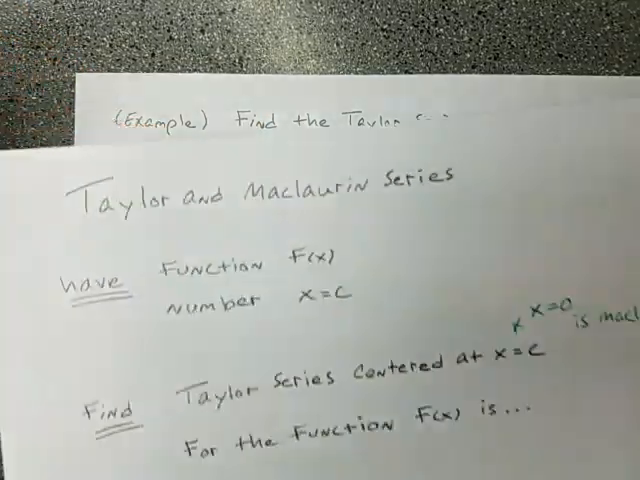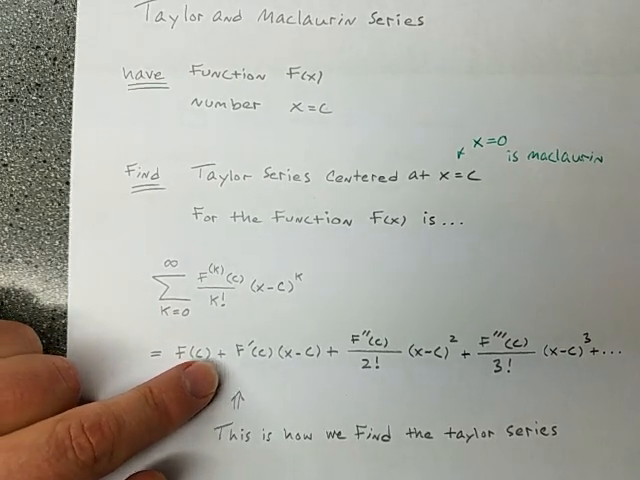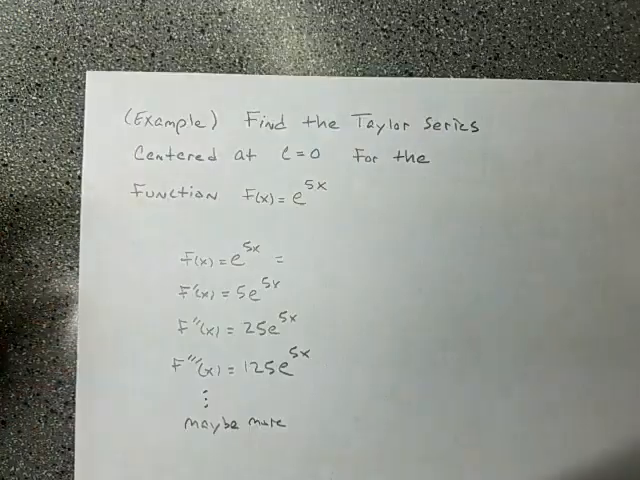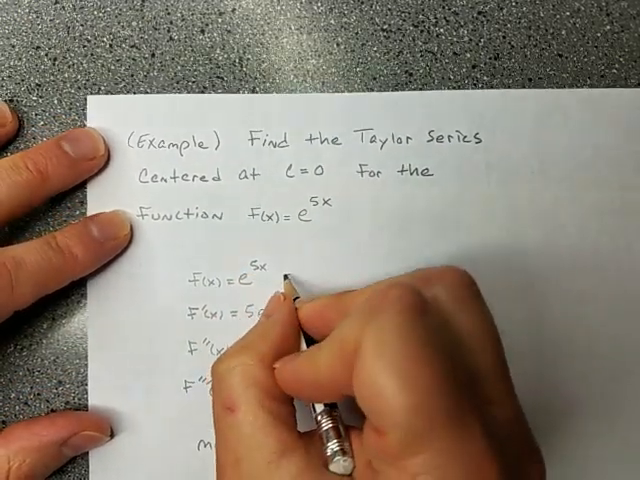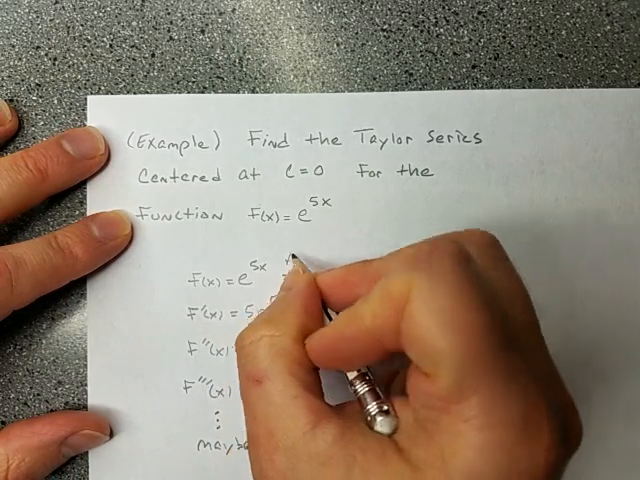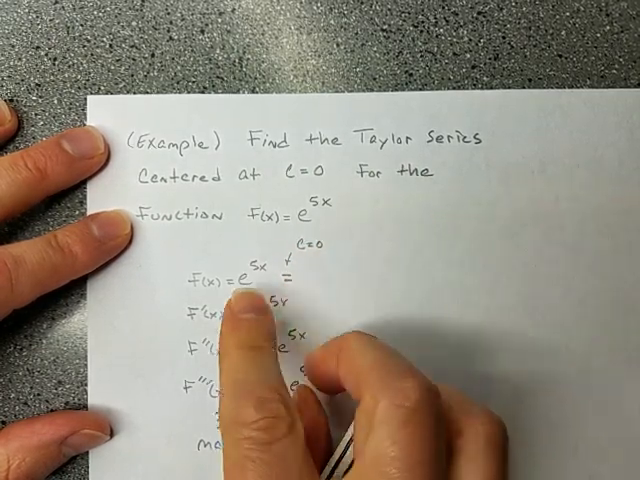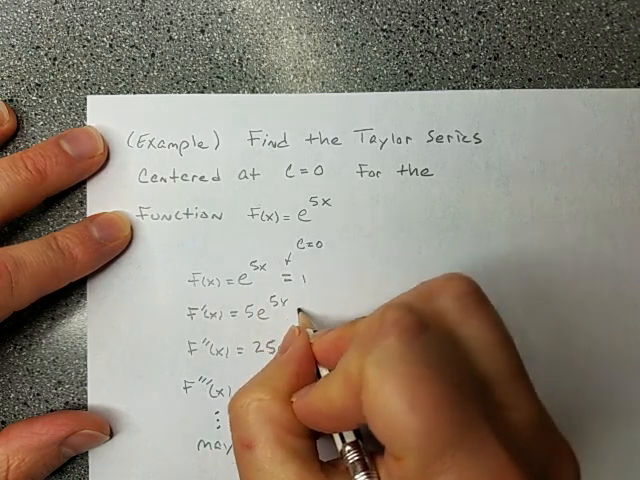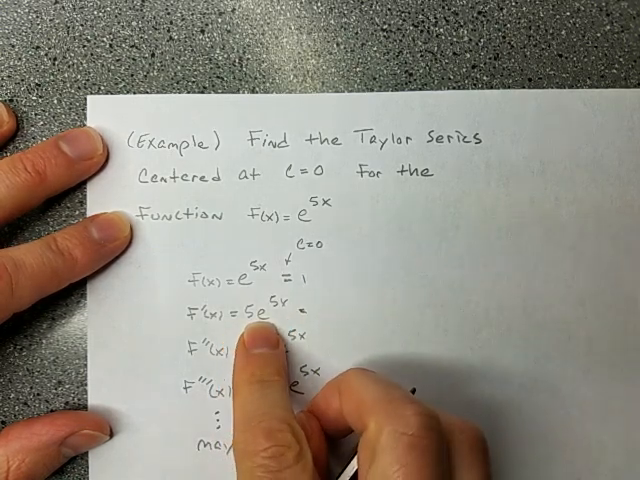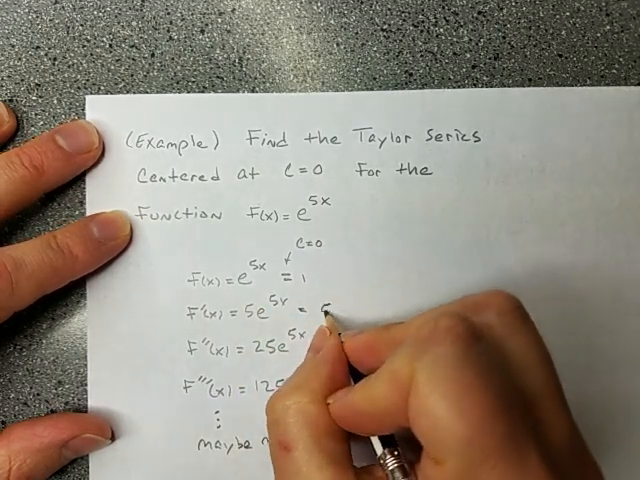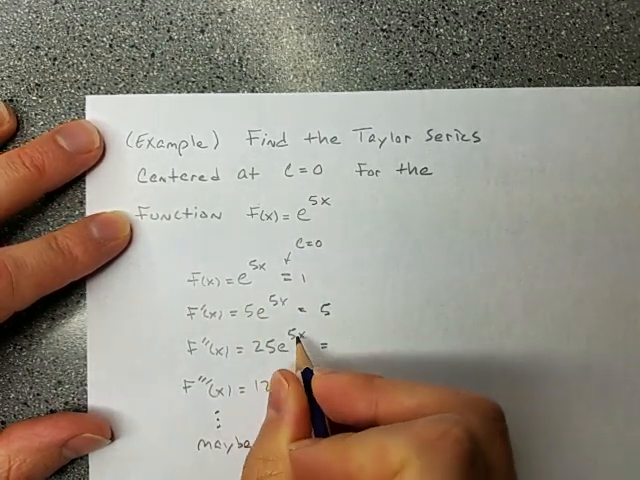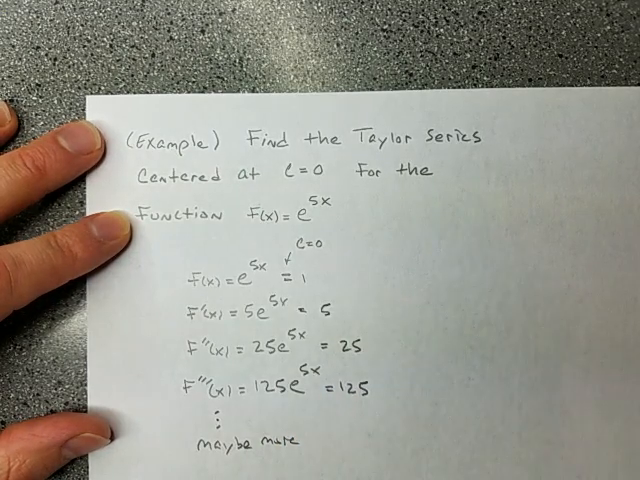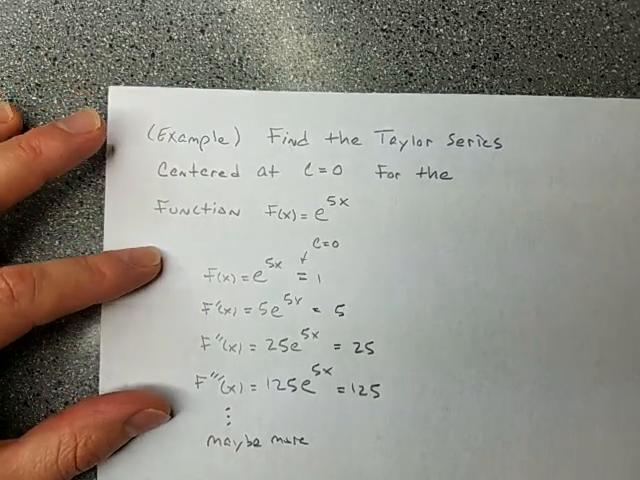So next thing I'm going to do is I'm going to put that number c into the function, the first derivative, the second, and the third. Okay? So let's say that, I'm going to say equals here. And I'm going to say that c is equal to 0. What is e to the power 5 times 0? That'd be e to the 0 power. That's 1. What is 5 times e to the 0 power? That's 5. What is 25 e to the 0, so that's 25. And 125. All right. So I think I have everything I need.